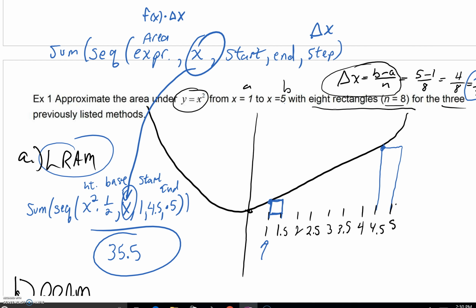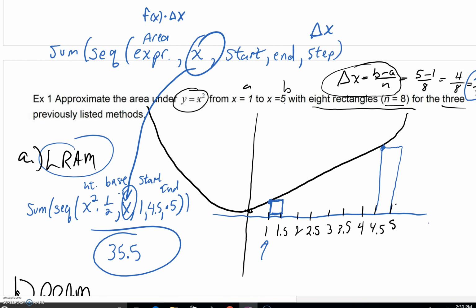Okay? What you've just done is you've told the calculator to say, look, I need you to do a base times a height and then add up another base times a height and then add up yet another base times a height. Keep doing that over and over and over again. Start with x equals 1. That's the first type of problem that we're going to be working with. End with x equals 4.5. That's the last time I'm going to need a height. Each time we move from one x to another, increase by 0.5. And that's all you have to do to calculate an LRAM.